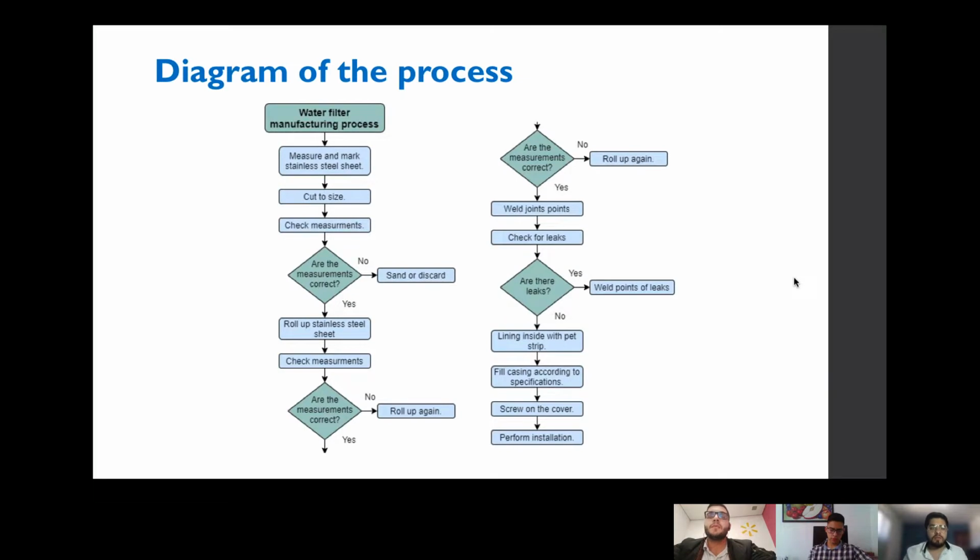We have a flow chart process, and my partner Manuel will display it.